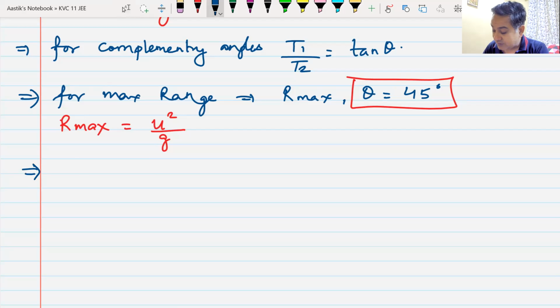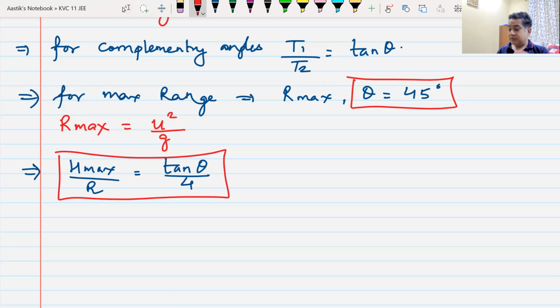Now you can also write, if I divide H max by R, maximum height, which is u square sine square theta by 2g, divided by the range, which is 2 times u square sine theta cos theta by g, what will I get? I will get tan theta divided by 4. Remember all these shortcuts. The more the number of shortcuts that you can remember, the better you are going to be.